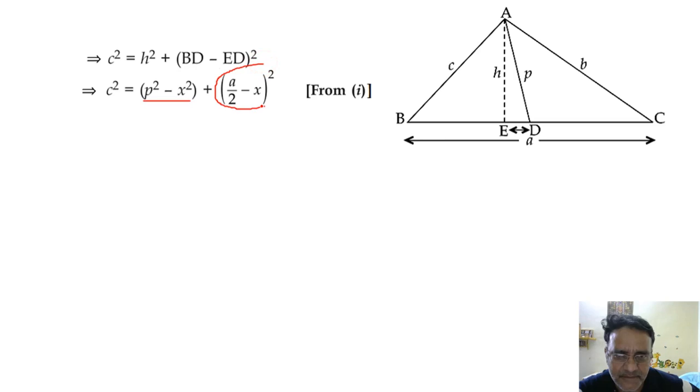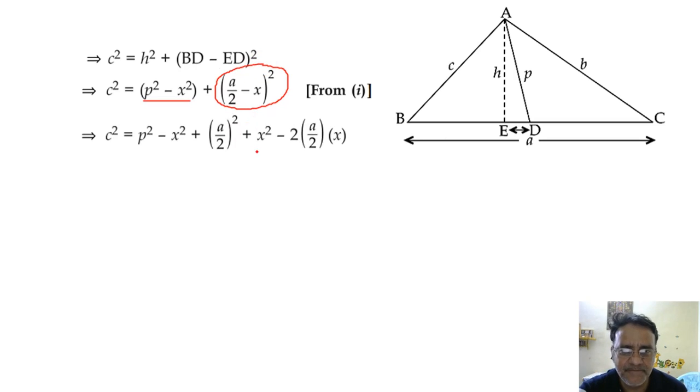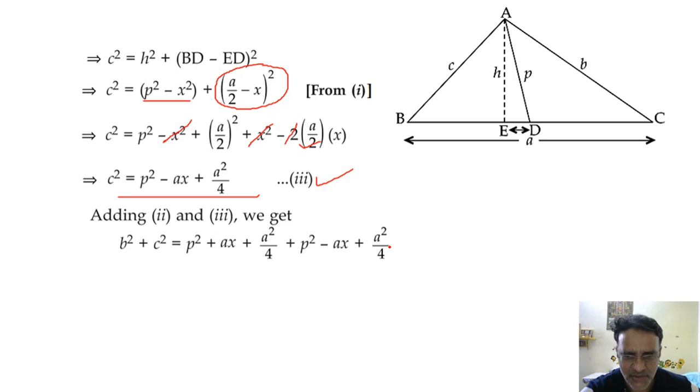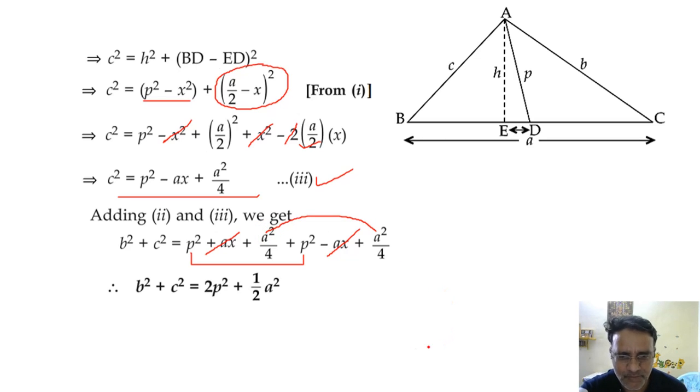Again expand this one. If you expand, you will get A square by 4 plus X square minus 2 into A by 2 into X. This 2 cancels, this X square cancels, and what we are going to get? This one. This is equation number 3. Now we have to add both B square and C square, that is the second and third equation. So if we add, these two will be cancelled. So we are getting 2 times P square and 2 times A square by 4, that is half A square. Any doubt here?